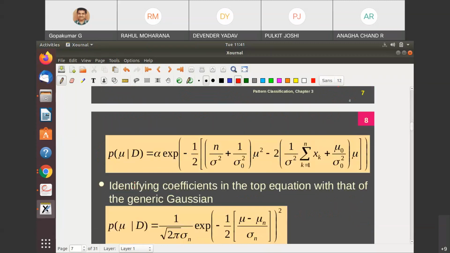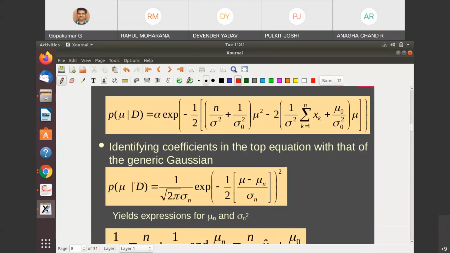Okay, so this is the same equation, and what we can do is some further comparison. We can look at the coefficients in the top equation with respect to the generic Gaussian distribution, because this is the general Gaussian distribution equation that we have seen, that is 1 by square root of sigma n exp of. Why we are using sigma n and mu n is that we associate them with the mean.